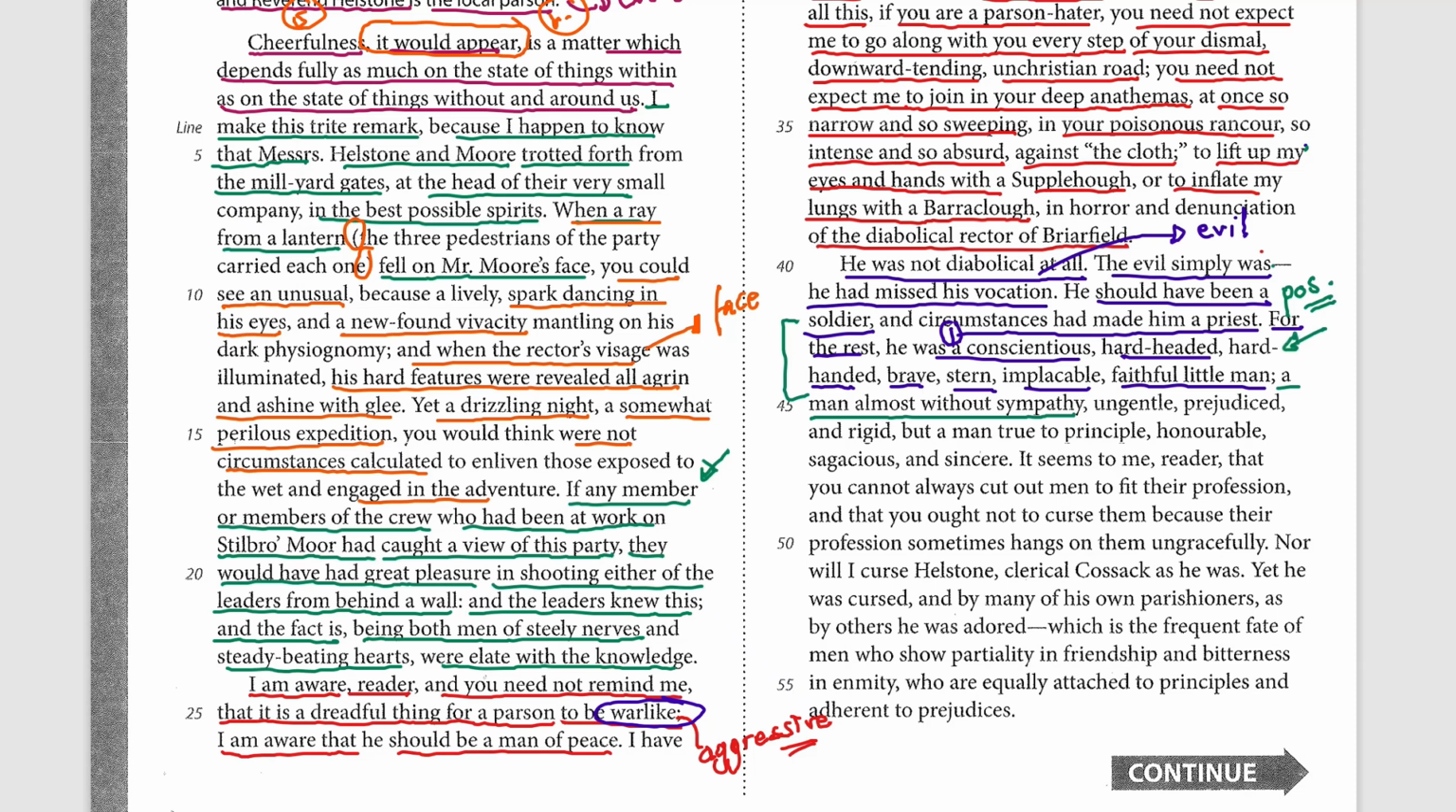لو احنا بصينا لها: faithful little man دي positive، stern almost positive، brave positive، hard handed شويه negative. خلاص كده. Hard headed يعني برضو شويه negative، right؟ وبعد كده قال ايه؟ سيمي كولن وبدأ يتكلم تاني. A man almost without sympathy يعني ايه؟ merciless، implacable، ungentle، prejudiced. عارفين if you are prejudiced يعني انت بتتحيز لحد تجاه حد تاني.